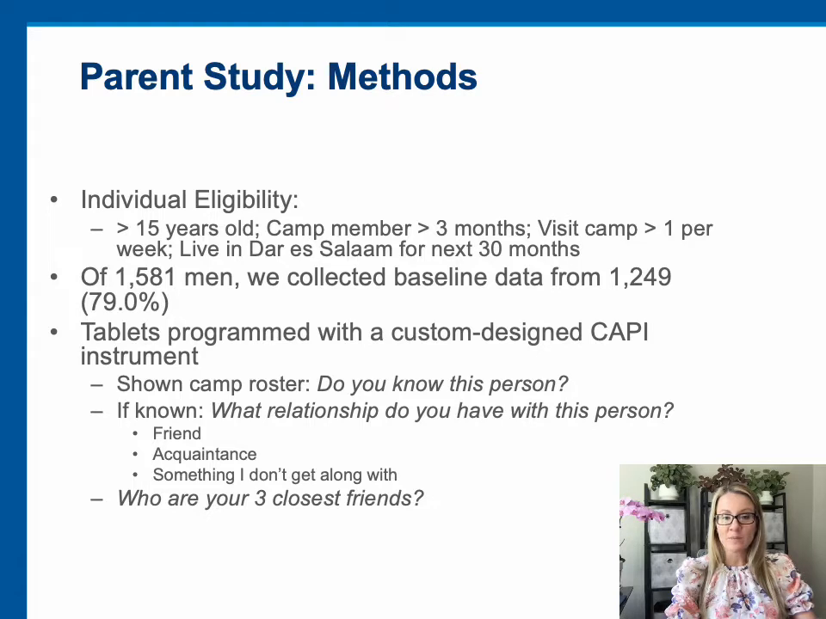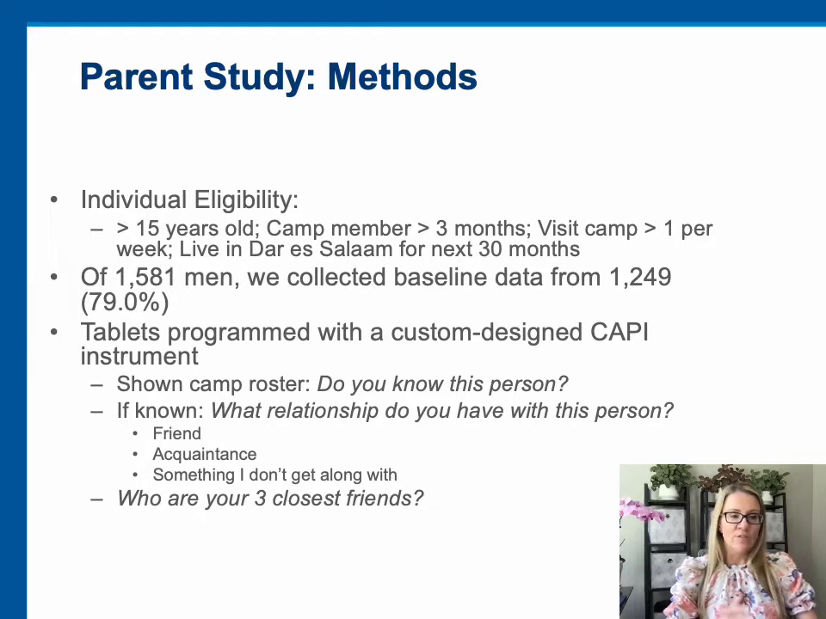As part of the assessments, our trained interviewers collected behavioral data using tablets that were pre-programmed with a customized designed CAPI instrument, and it showed the camp roster. So this was really important for the network data that we collected and that we were able to analyze. So it showed a camp roster populated for each camp, and participants were asked to identify yes, no, whether they knew the person, and then when they did know them, to say what relationship they had with that person. Was it a friend or an acquaintance or someone they didn't get along with, so negative ties?